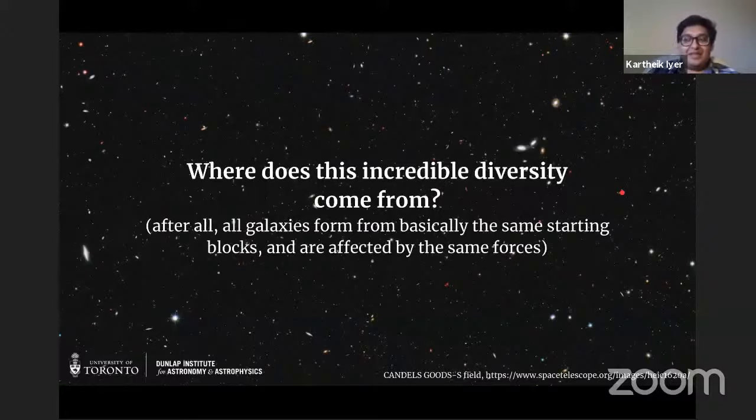When the Big Bang happened, a few million years after that, you had the first elements starting to form. These things essentially form out of the same primordial set of elements. And in addition to that, they also experience the same set of forces: the strong and weak nuclear forces, electromagnetism, and gravity. So it's interesting to think of how, starting from similar starting points and experiencing the same forces, you get this diversity between all the galaxies.